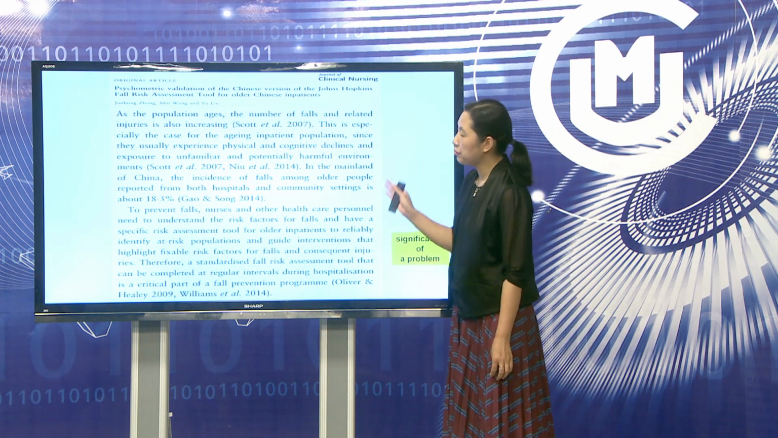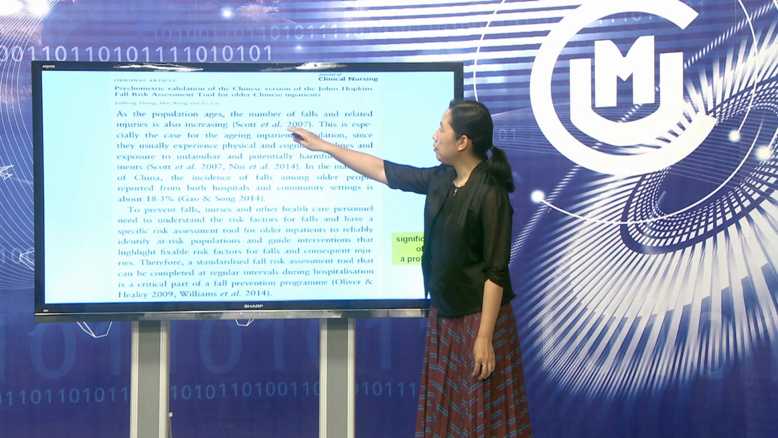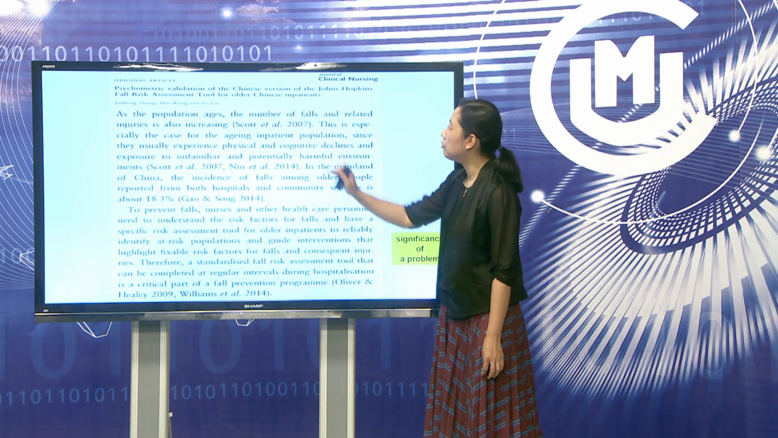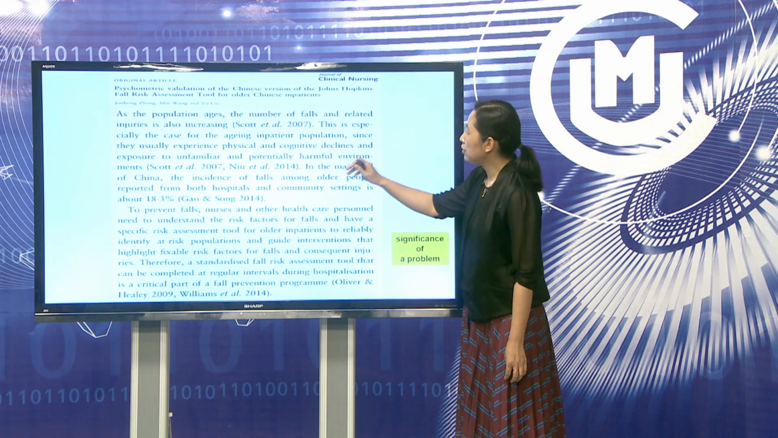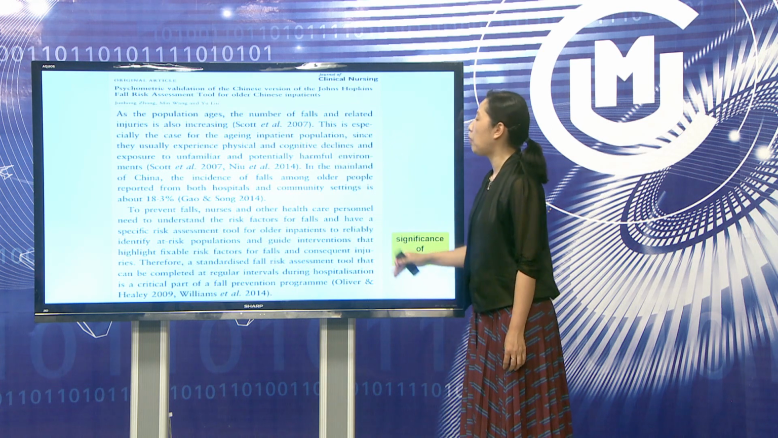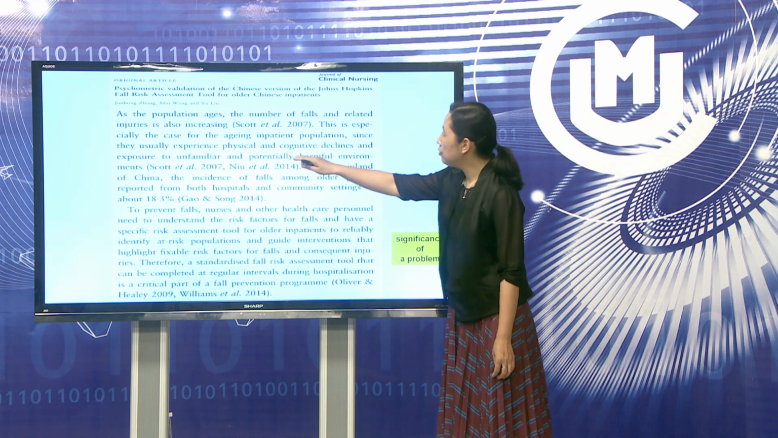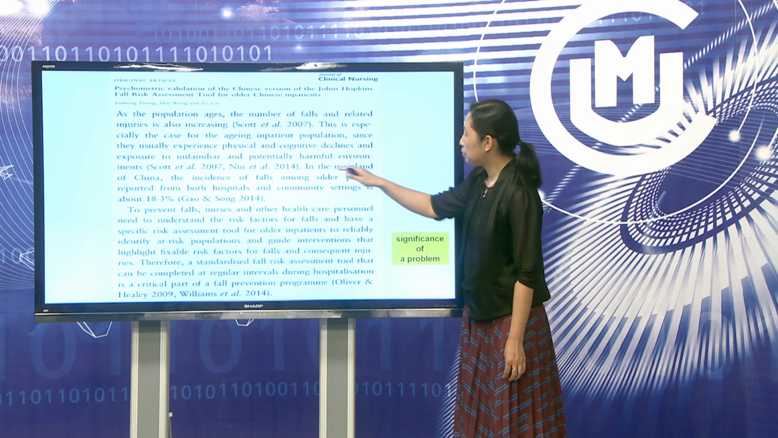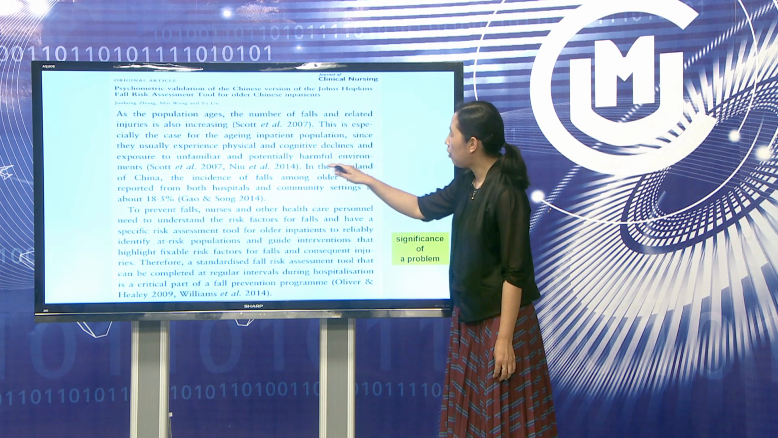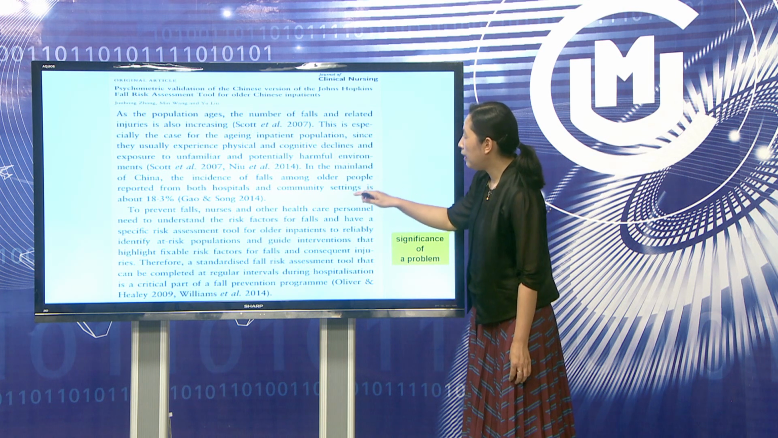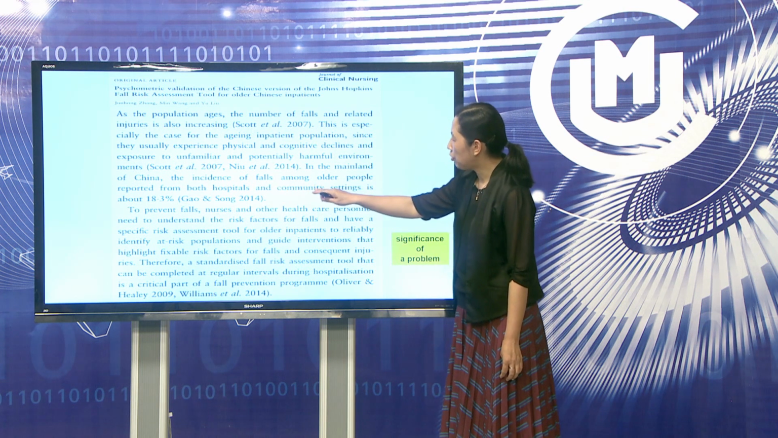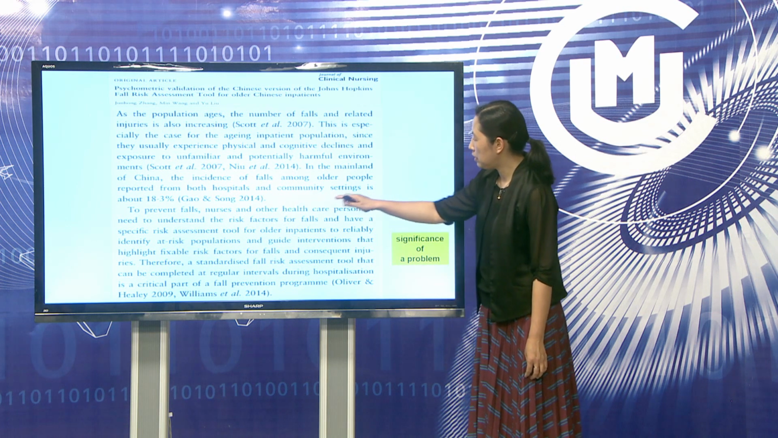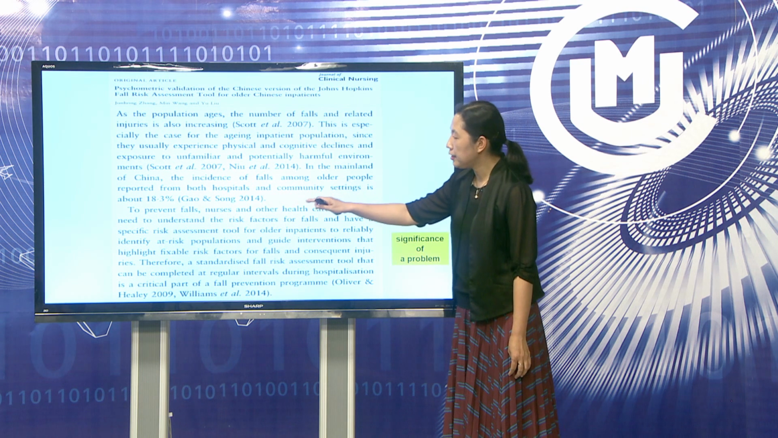So let me read through for you. As the population ages, the number of falls and the related injuries is also increasing. This is especially the case for the aging inpatient population, since they usually experience physical and cognitive decline and exposure to unfamiliar and potentially harmful environments. In mainland China, the incidence of falls among older people reported from both hospitals and community settings is about 80%.